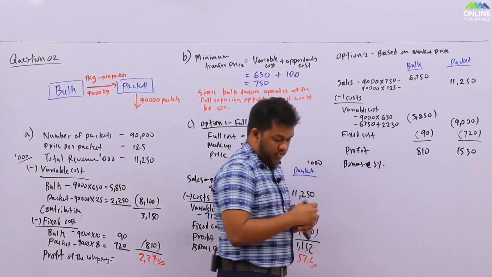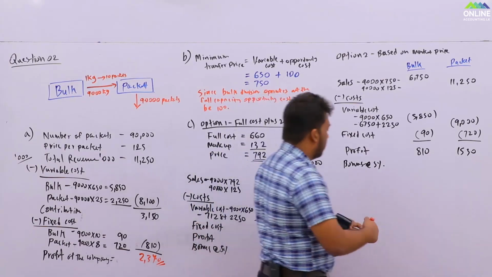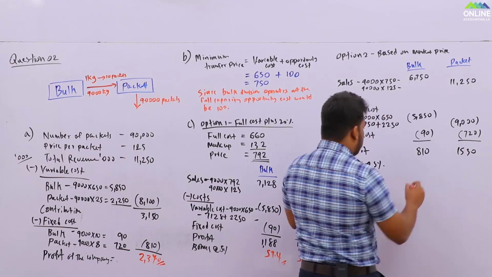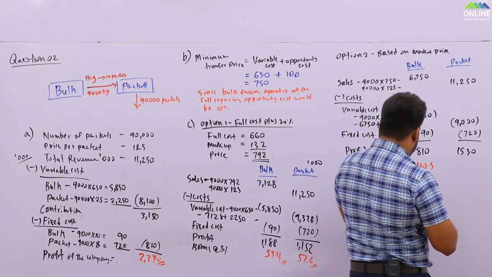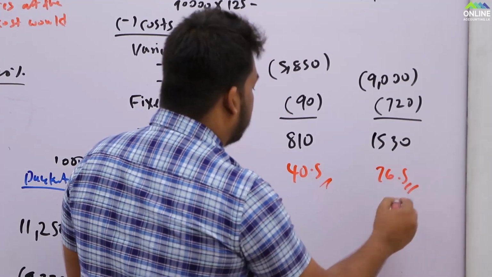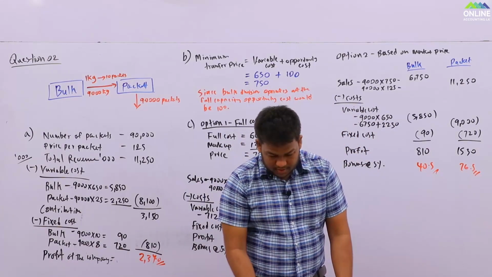And bonus at 5% is how much? 810 into 5%, that is 40.5. 1,530 into 5%, 76.5. So this is the bonus. Right?